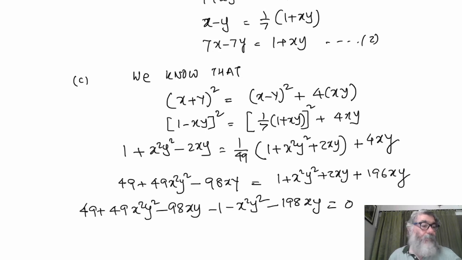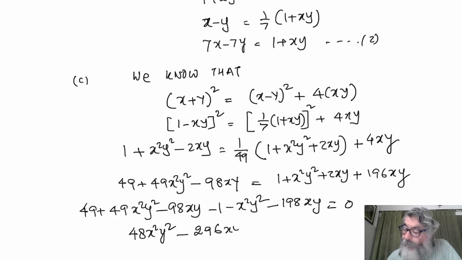Now let us simplify it. What will we get? First of all, 49 x square y square minus x square y square will be 48 x square y square. Now 98xy and 198xy, if we add them, we get 296xy, and 49 minus 1 is 48.